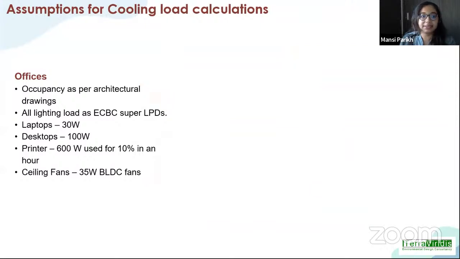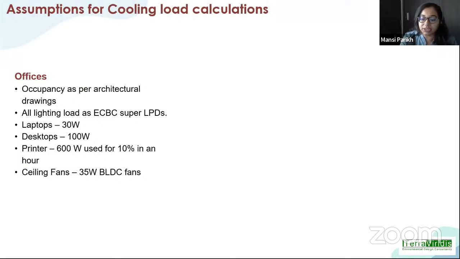Here is an assumption sheet for a cooling load calculation, which we do for a typical office building. These are the assumptions noted down for occupancy, lighting, and equipment. For this particular project, we took the occupancy from the architectural drawings and layouts. Lighting load as per the ECBC standard or ECBC Super buildings, for a typical open space office, was around 4.5 watt per square meter.